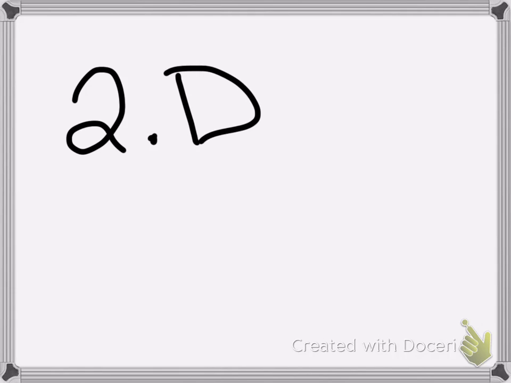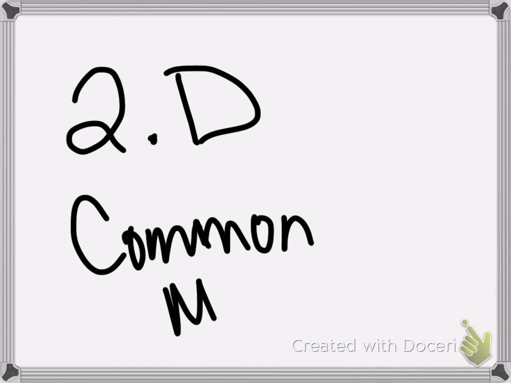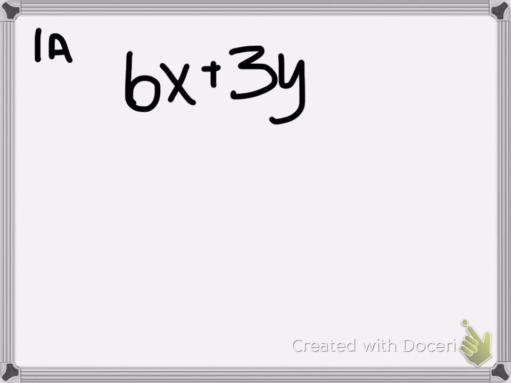Okay, so this is the video for 2D quiz common mistakes. If you scored a 2, a 1, or a 0 on each question, then you need to write the correct work for that question in your notebook. So 1A, you are given the equation 6x plus 3y equals 21, and it is asking for the x-intercept.